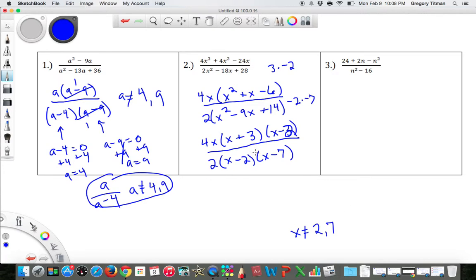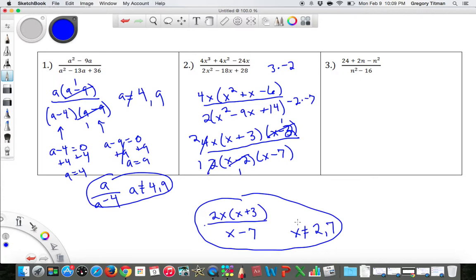Now we just need to finish simplifying this. So 4 halves reduces to 2, or 2 over 1. There is no x plus 3 factor down here, so that won't simplify. x minus 2 over x minus 2 reduces to 1 over 1, and that's it. So in our numerator, all we have left is 2x times (x plus 3), over, in our denominator, 1 times (x minus 7), which is just going to be x minus 7. So there's our final answer, simplified.